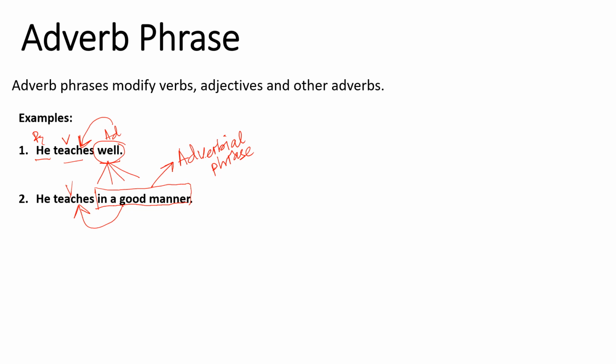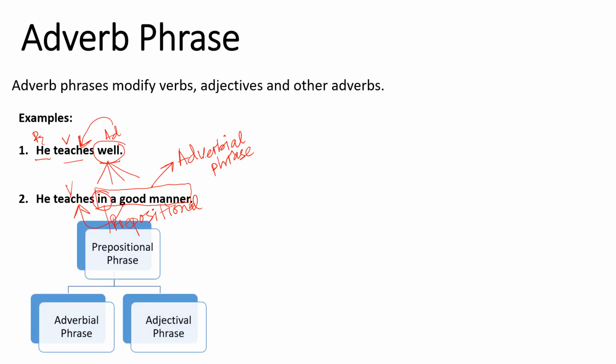But wait a minute. If we observe, this phrase in a good manner starts with a preposition. In is a preposition, so it should be a prepositional phrase. So whether it is a prepositional phrase or an adverbial phrase, actually it is both. How? We know that a prepositional phrase may function like an adverbial phrase or an adjectival phrase, right? If you want to learn more about prepositional phrases, you can watch my video. I will share the link in the description box, inshallah.